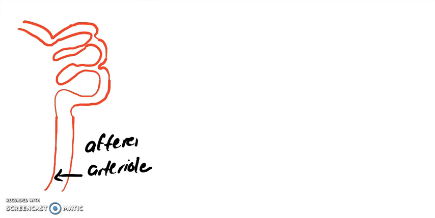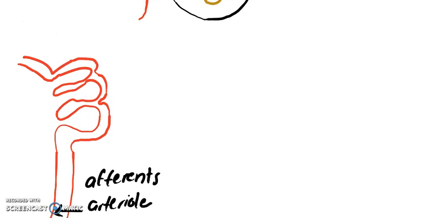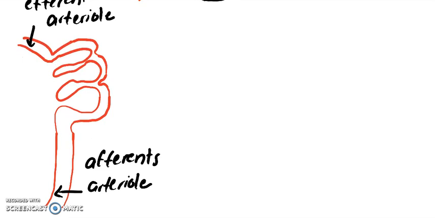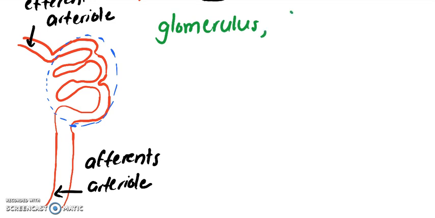And afferent means going towards. So similarly, now this part is also an arteriole, but we call this an efferent arteriole because it's going away from this area. So this tissue right here is a little bit different than the arterioles. This structure here is called a glomerulus. And these are known as fenestrated capillaries.